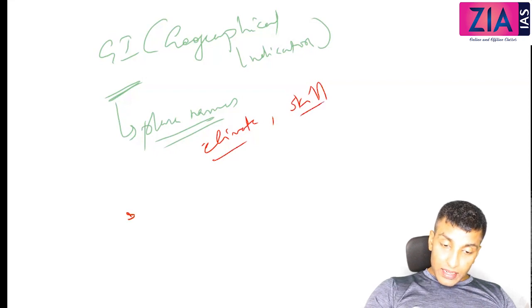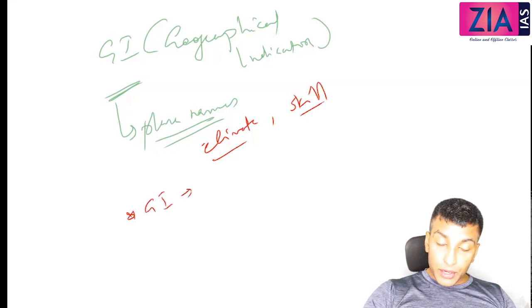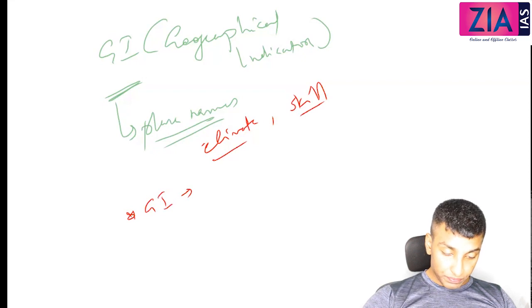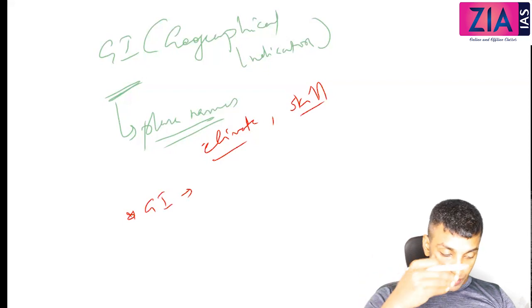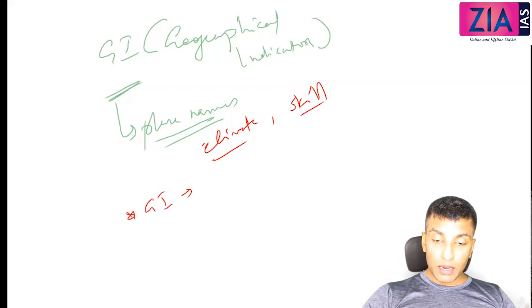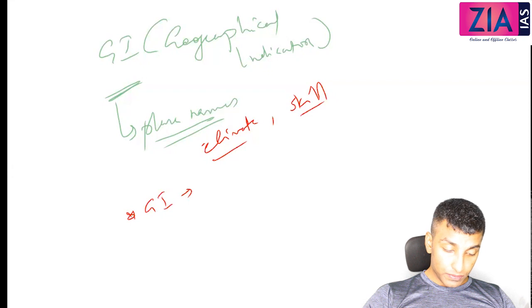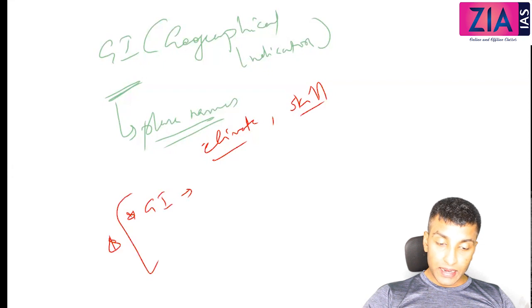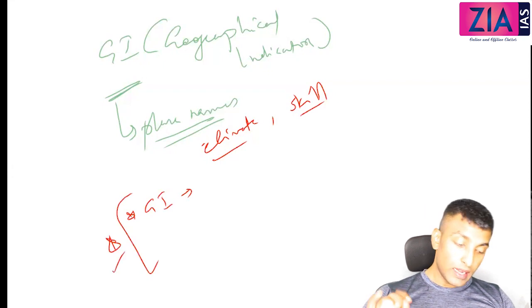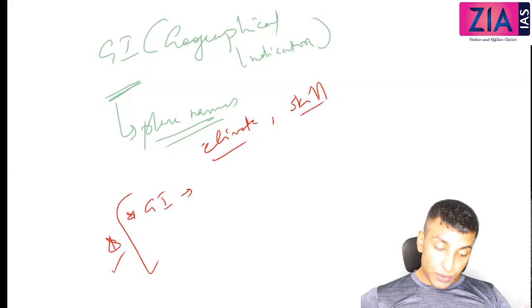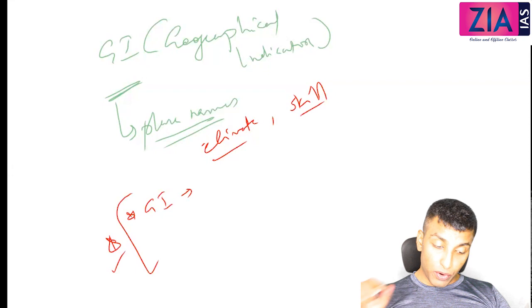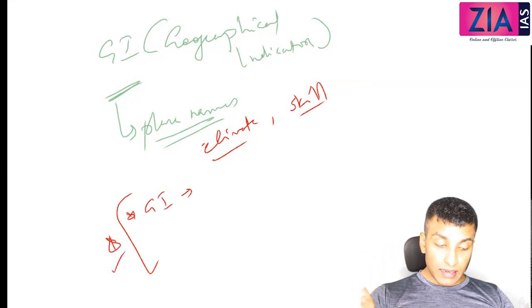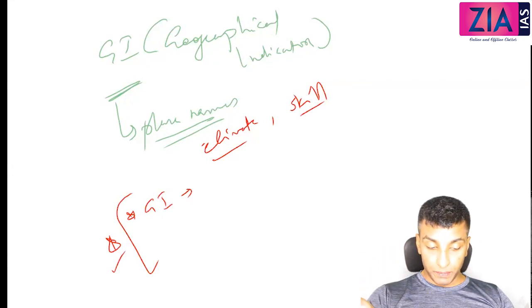Okay, one more line you can write. Geographical indicators are granted to an association of persons or producers or local bodies. To whom it is granted is again important. Okay, it is not for individuals. Geographical indicators are granted to an association of persons or producers or local bodies which represent the interest of producers of that commodity.